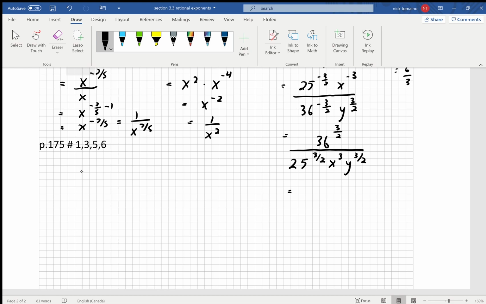So we are going to get 36 to the 3 over 2, so that's the square root of 36, which is 6, and then cubed. I'll just do an extra step here. Square root of 25 is 5. We have 5 cubed, and then the x cubed stays, and the y stays as 3 over 2. And we get 216 over 125 x cubed, y to the 3 over 2. And that's it for today.